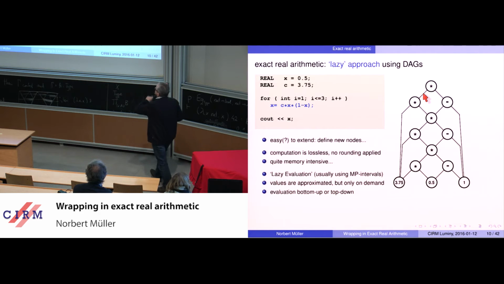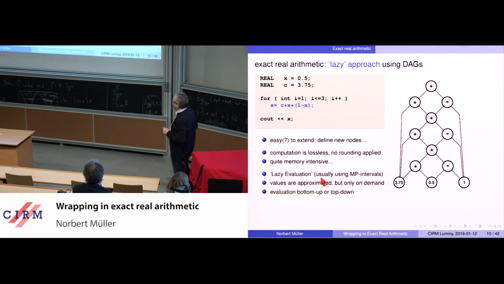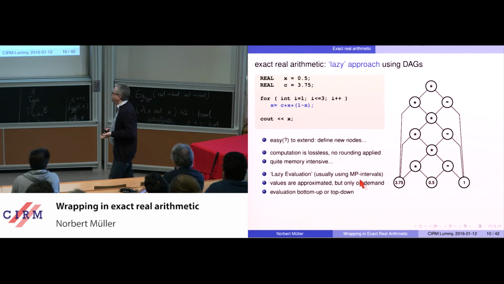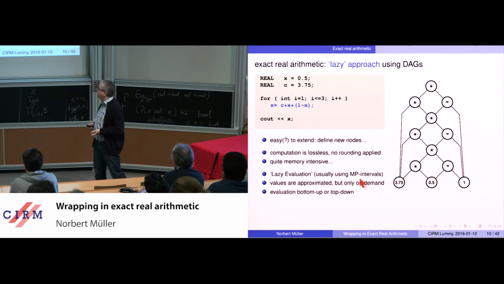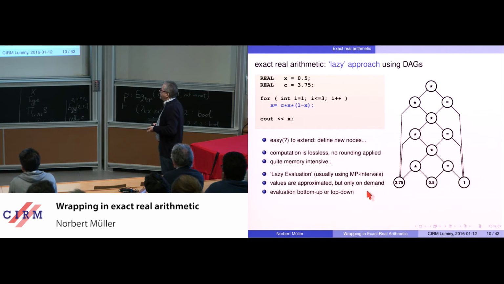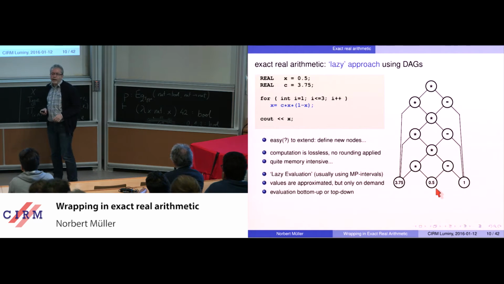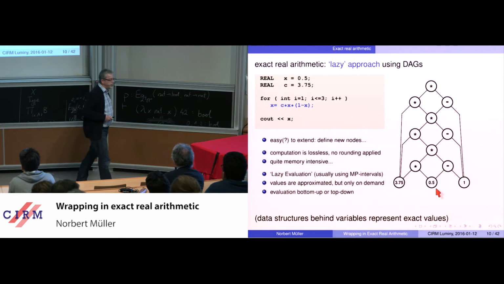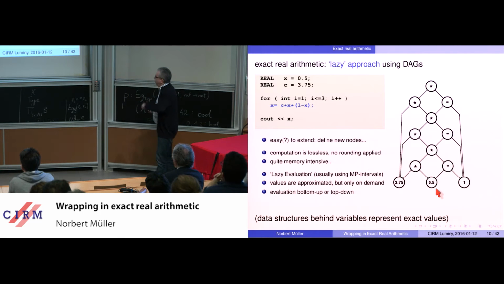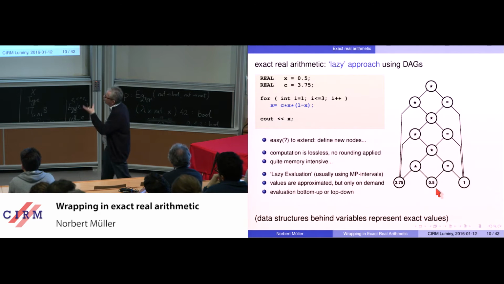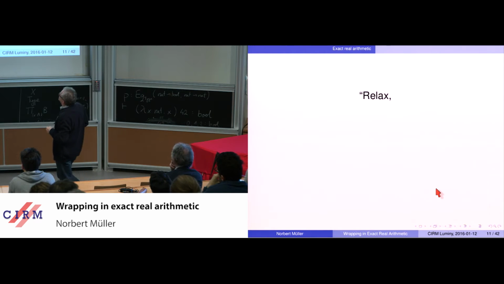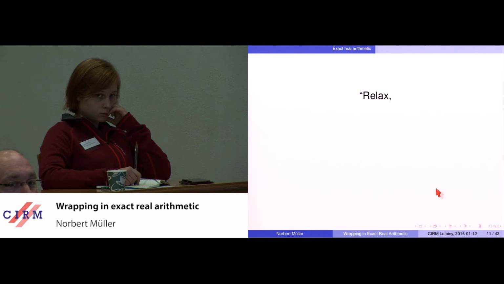First of all, this is nice to use and to evaluate. Usually you could use something like multiple precision intervals, MPFR, and the values could be approximated, but only on demand, and you can do it bottom up, top down, whatever you like. The interesting thing is the data structure is exact. And then maybe you shouldn't do it this way. Maybe you should do it in a different way.